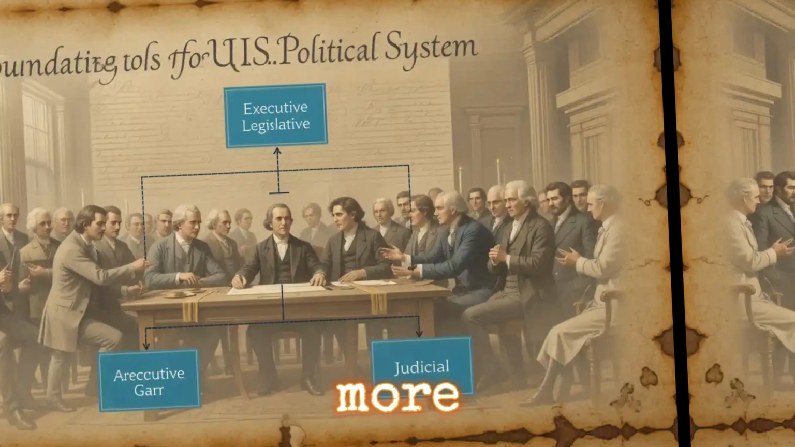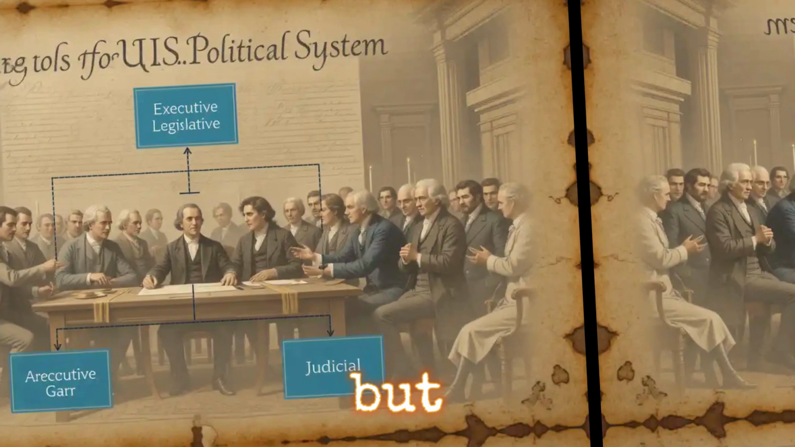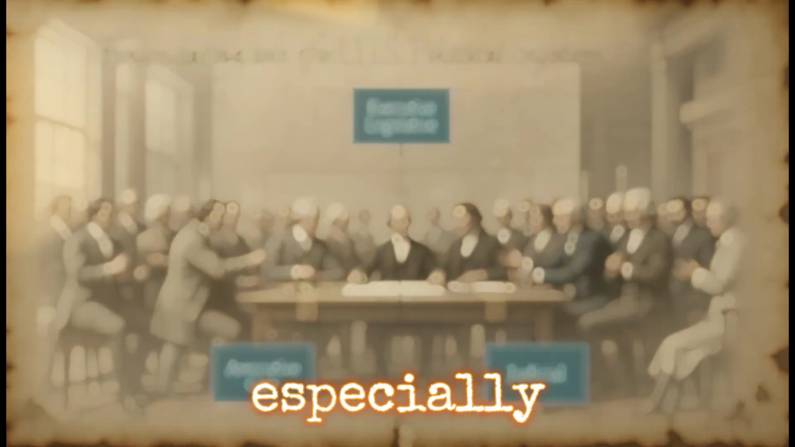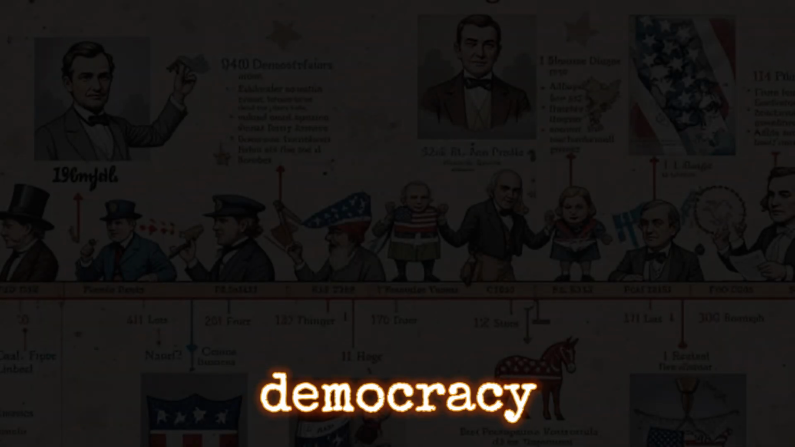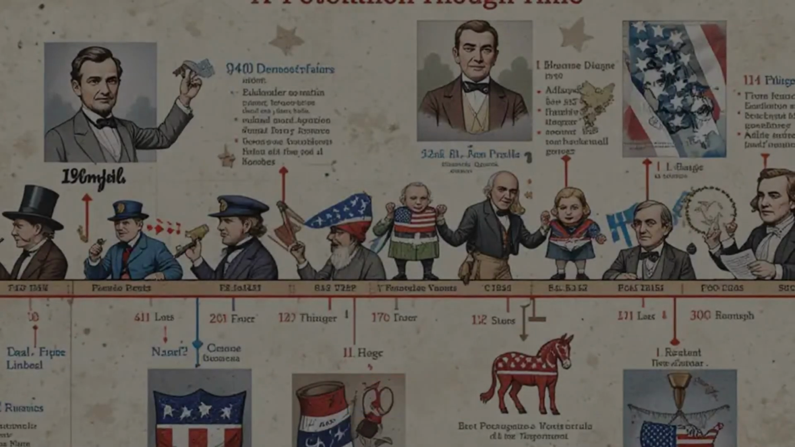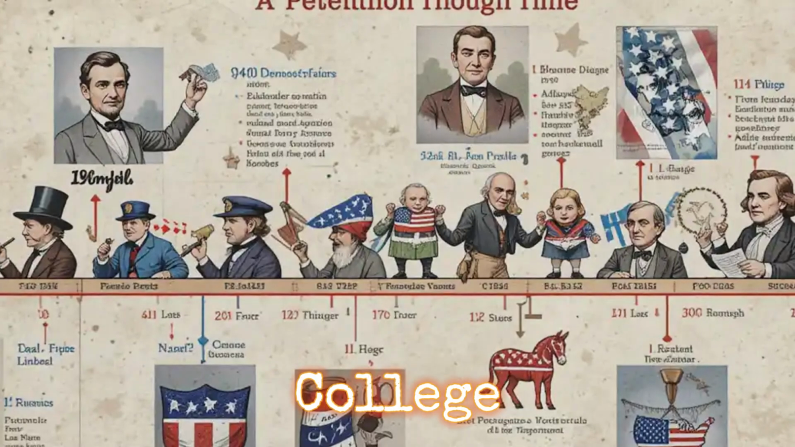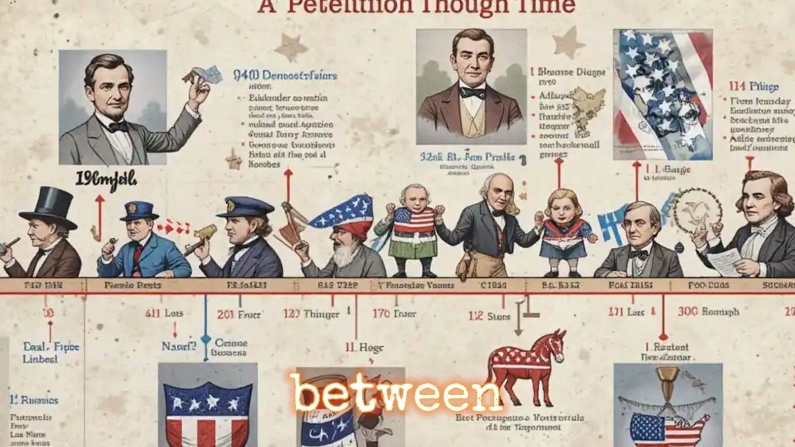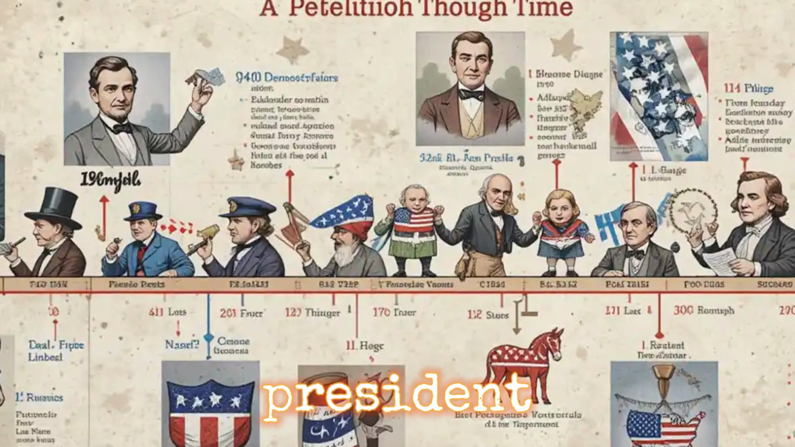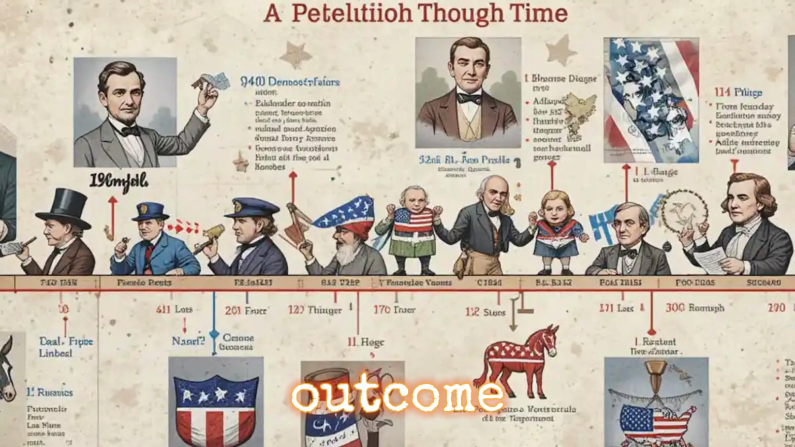Initially, electors had more discretion, often choosing elite candidates without public campaigning. But as the 19th century progressed, especially with the rise of Jacksonian democracy, voting rights expanded, at first to all white men, and elections became more direct and populist. The Electoral College, created as a compromise between those who wanted Congress to choose the president and those who preferred a popular vote, still determines the outcome.